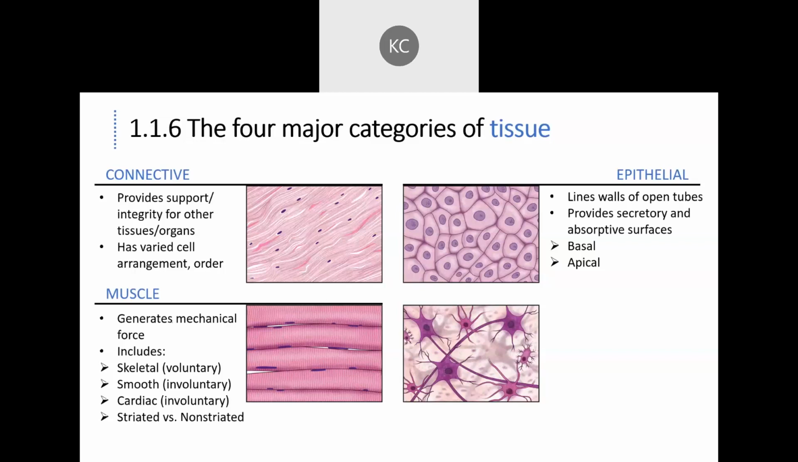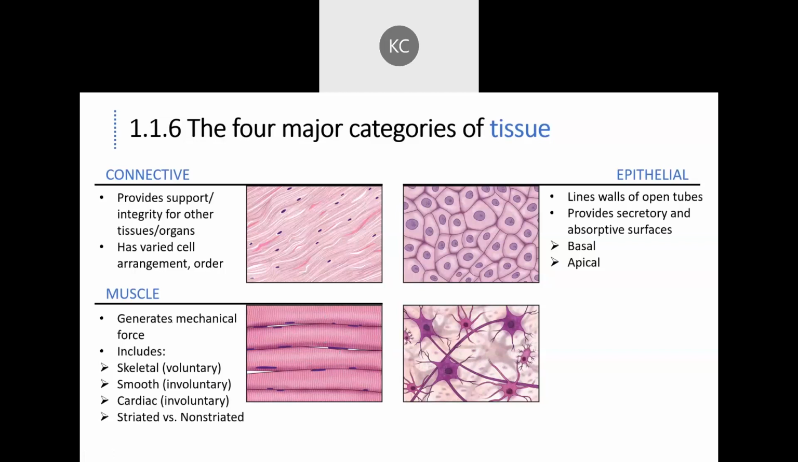And then striated versus non-striated. Striations for now are these lines that you see here running across the muscle tissue. So this is an example of skeletal muscle tissue. These lines represent the striations, okay? And we'll talk more specifically about striations when we do our muscle lecture, okay?